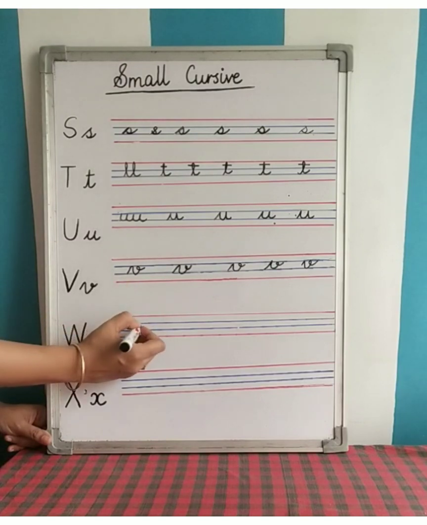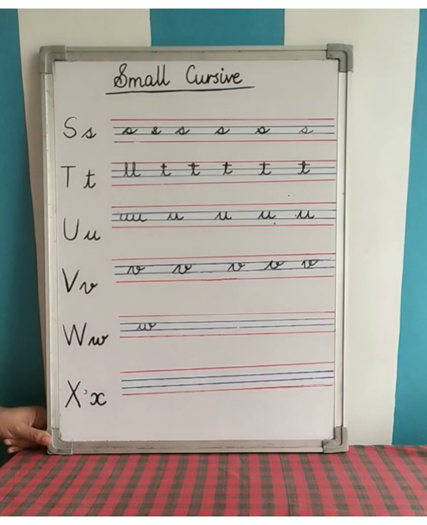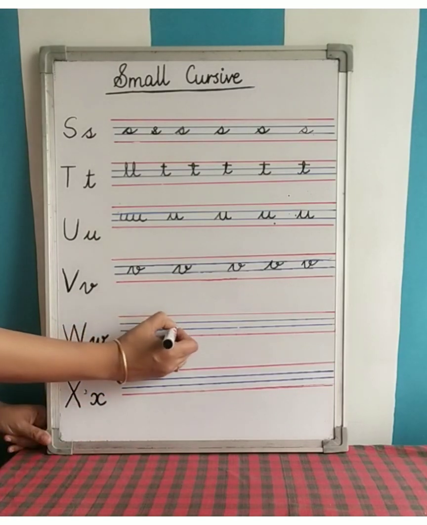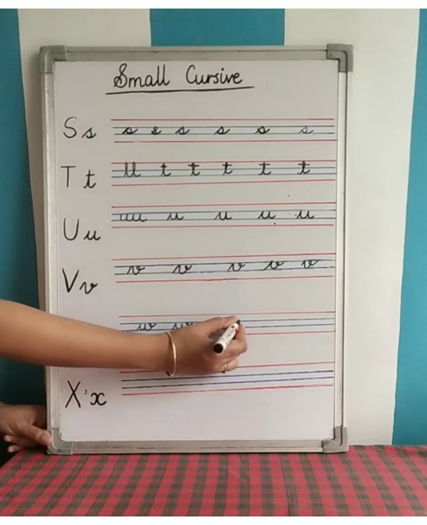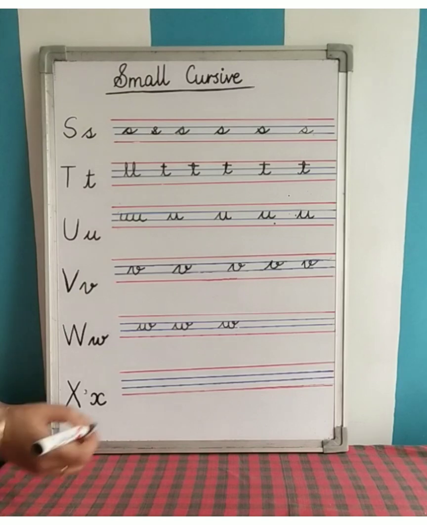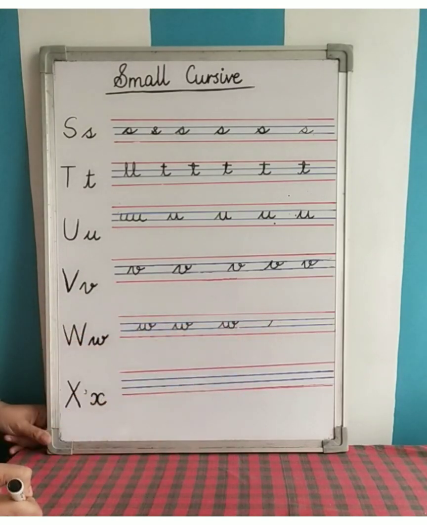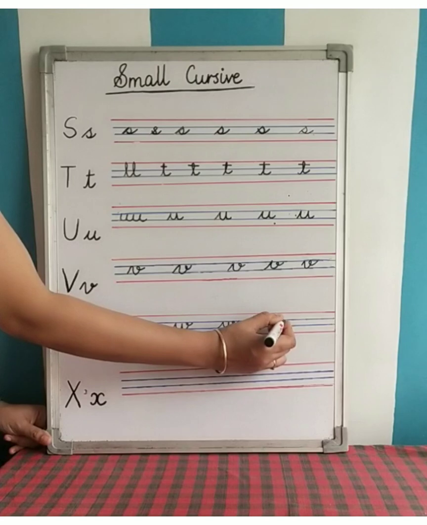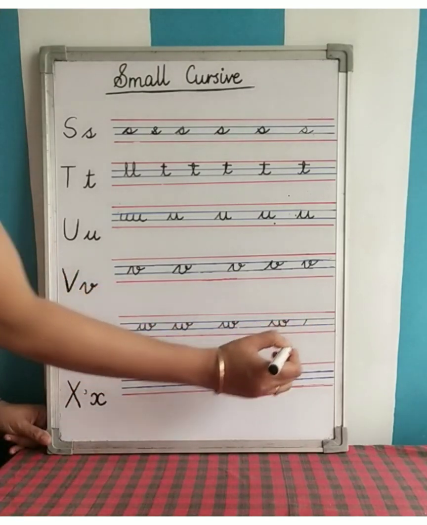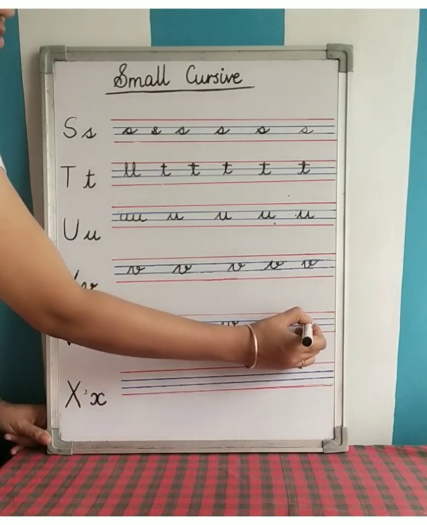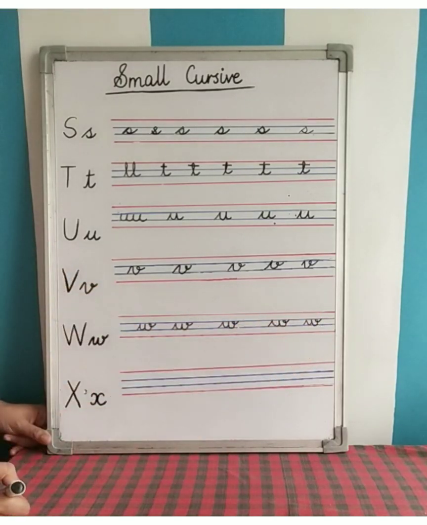So students, W means double U in English. It is very visible from the pattern that if we draw U 2 times, it makes a W. First we will draw the slanting line, then 2 times the pattern of U and then a tail, and your W is done. First the slanting line, then 2 times we will repeat the pattern of U and then a tail, like this.